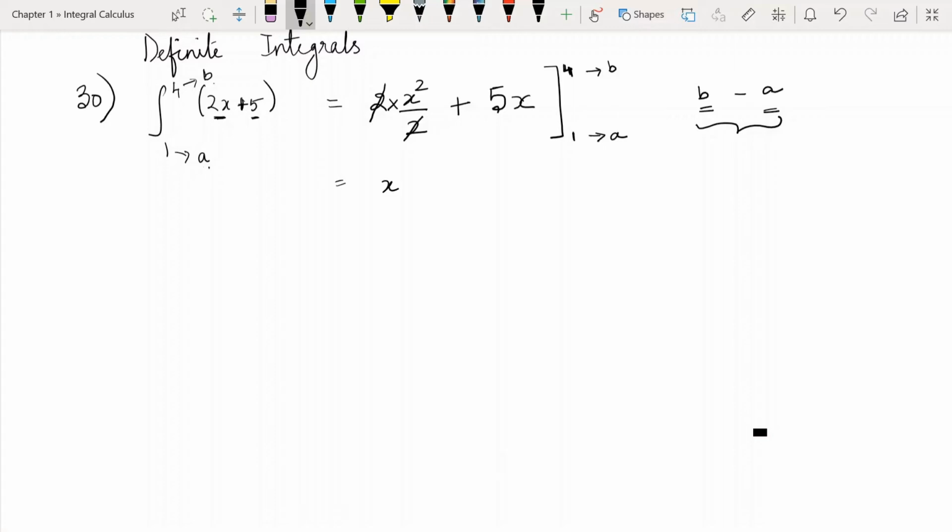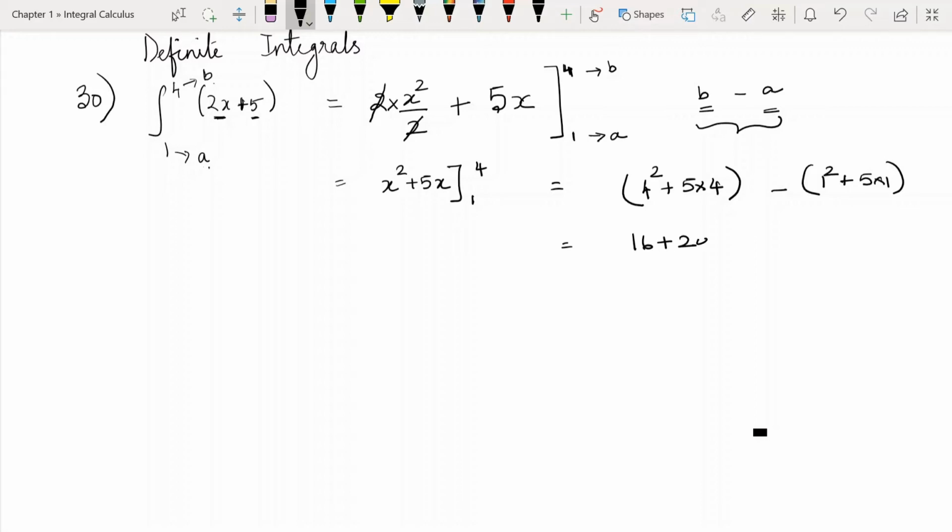So x square plus 5x is what we have got. In this I'm going to substitute 1 and 4. How do we do that? 4 square plus 5 into 4, put it within a bracket, minus, open another bracket, 1 square plus 5 into 1. What is 4 square? 16 plus 5 fours are 20. Close the bracket, minus, what is 1 square? 1 plus 5 is 6. So 36 minus 6, answer is 30.